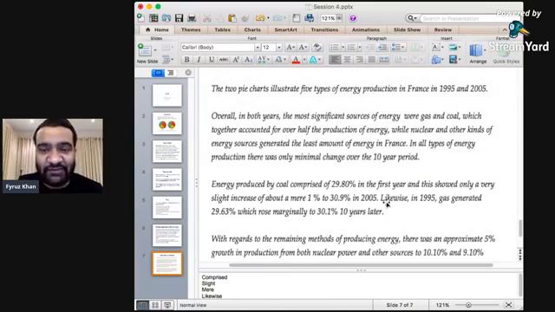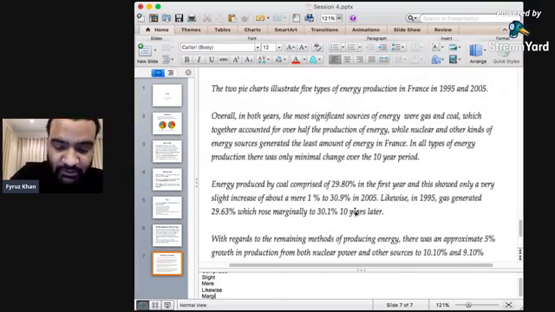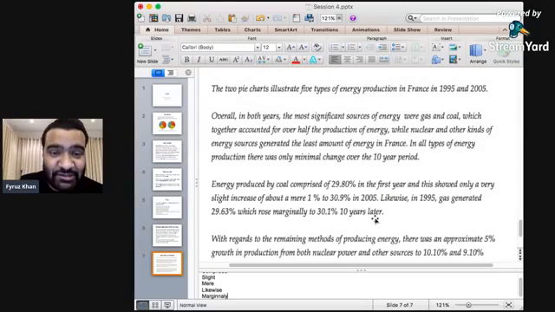Likewise, in 1995, gas generated 29.63%, which rose marginally. Marginally is a beautiful word. Instead of using remarkably or sharply all the time, marginally means there was not a huge gap. Marginally to 30.1% 10 years later. Marginally means only by a few margins.